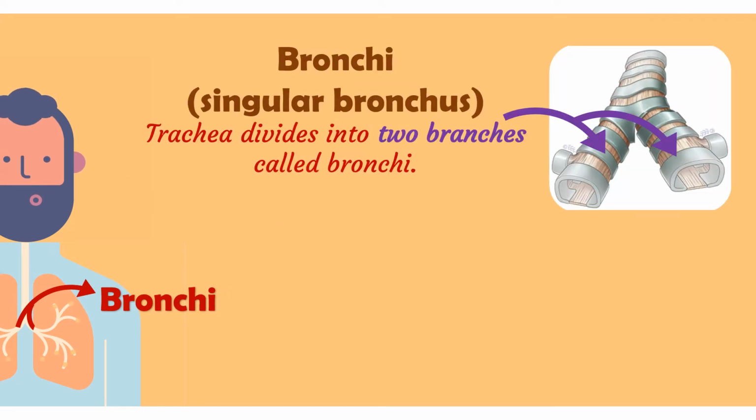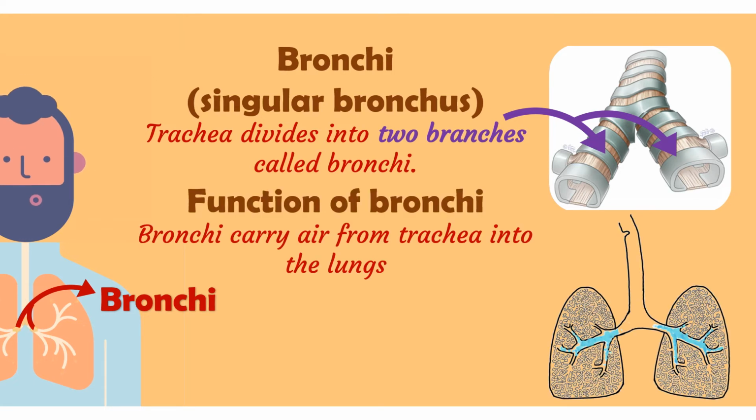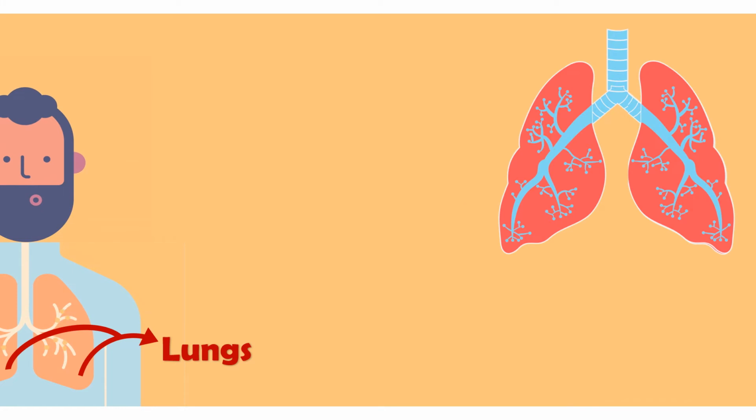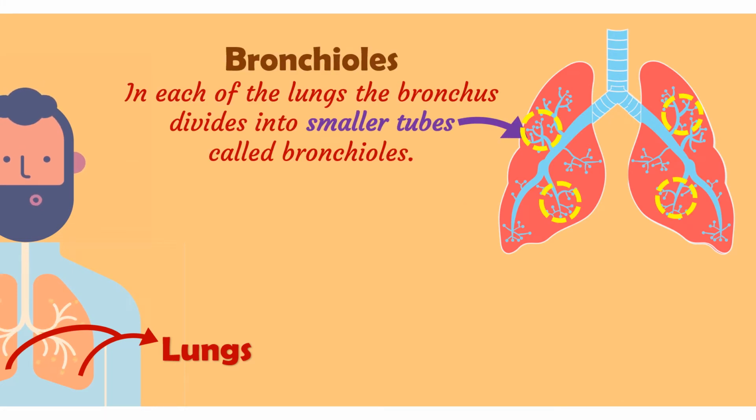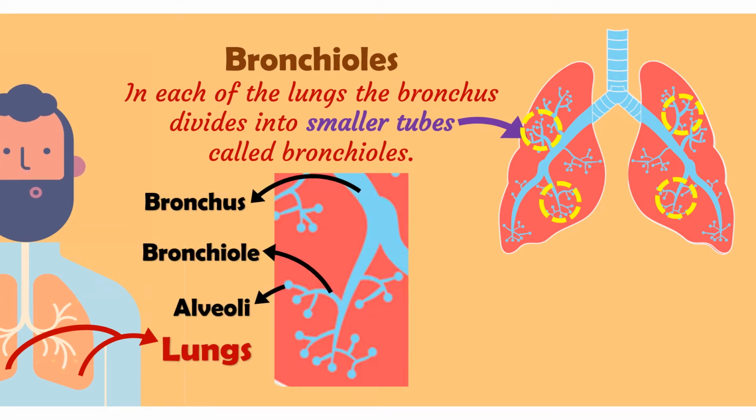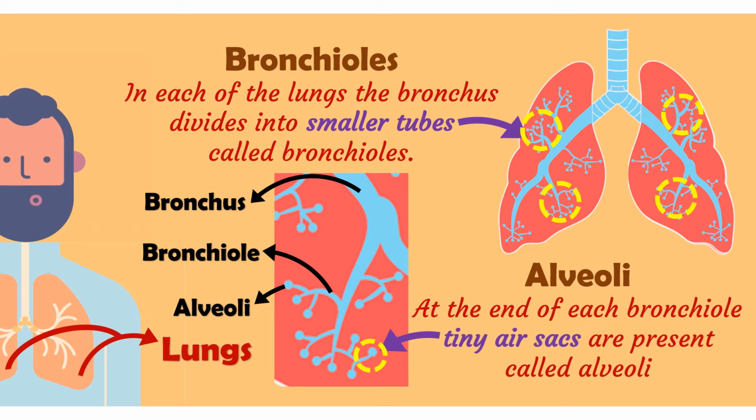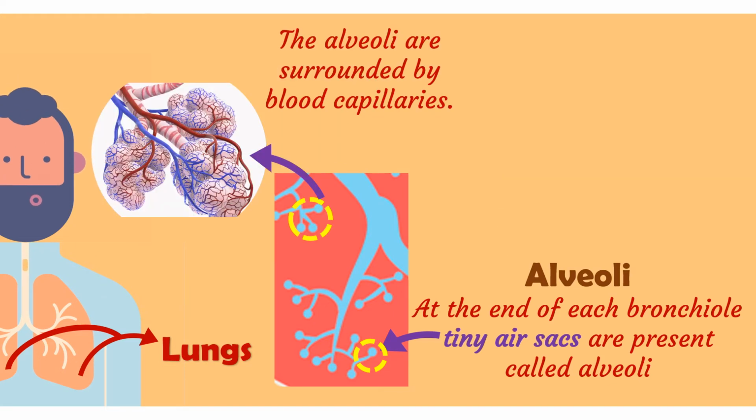Windpipe or trachea is divided into two pipes called bronchi. Singular is known as bronchus. Bronchi carry air from the trachea into the lungs. In the lungs, bronchi are divided into smaller branches or smaller tubes called bronchioles. At the end of each bronchiole, tiny air sacs are present. These are called alveoli. The alveoli are surrounded by blood capillaries.